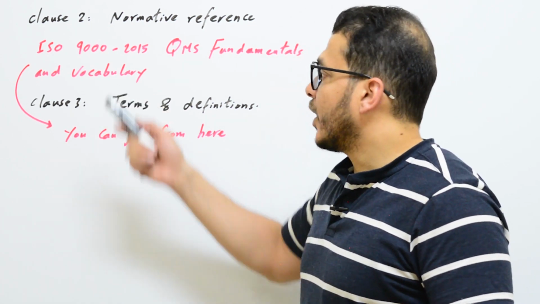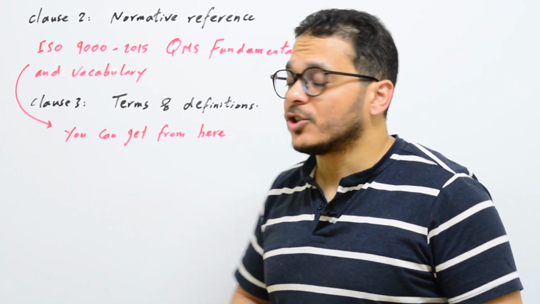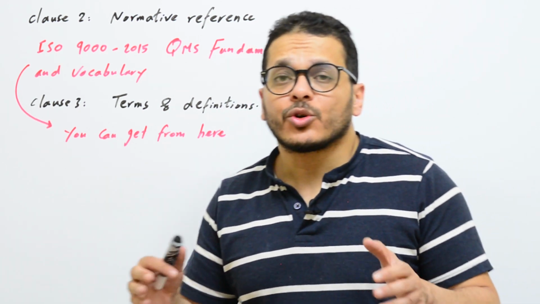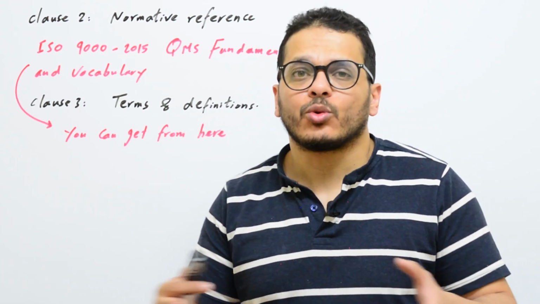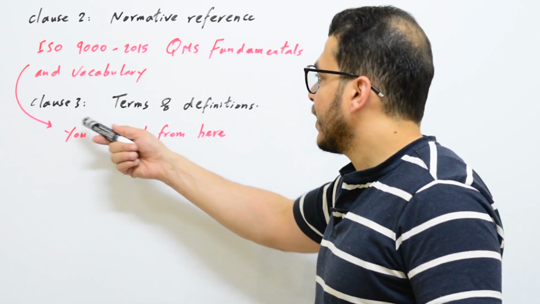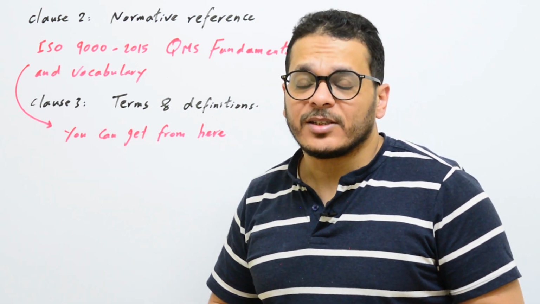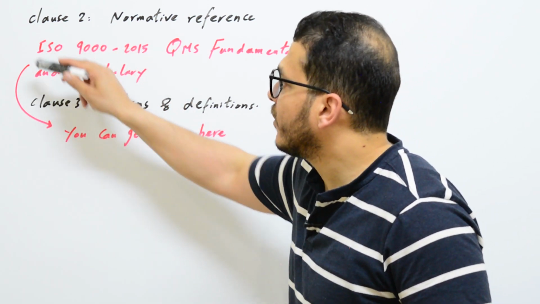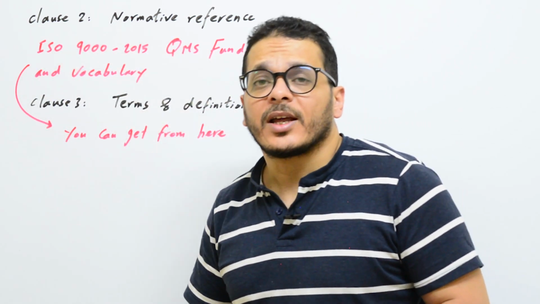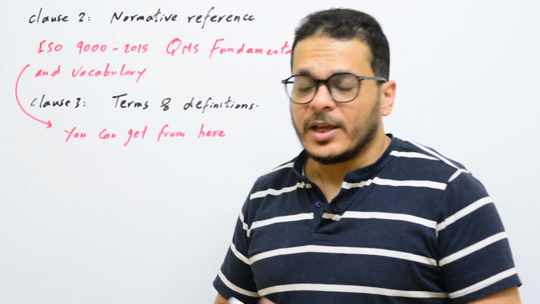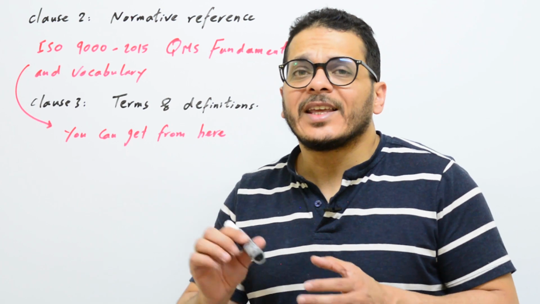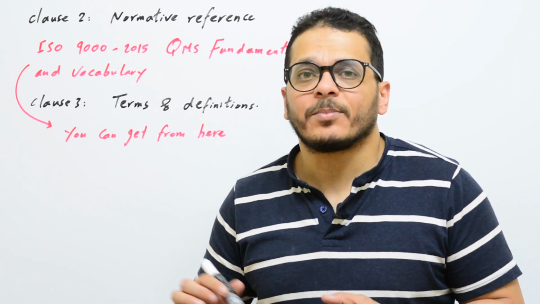You will find only ISO 9000 2015 edition, which is Quality Management System Fundamentals and Vocabulary, which contains all definitions related to this standard. And clause number 3, terms and definitions, there is no definition mentioned, but they said that all definitions you can get from ISO 9000 2015 edition. And after that, for each clause I will keep some definitions and I will explain all of them.